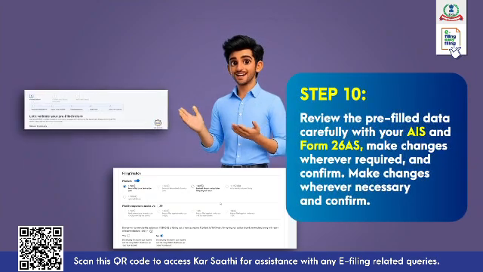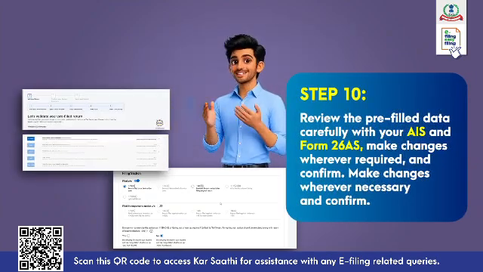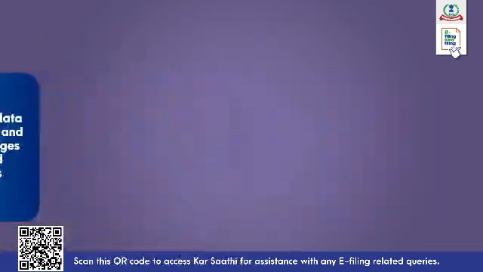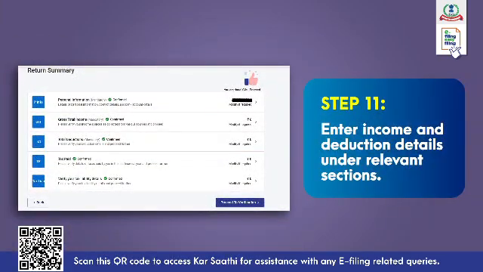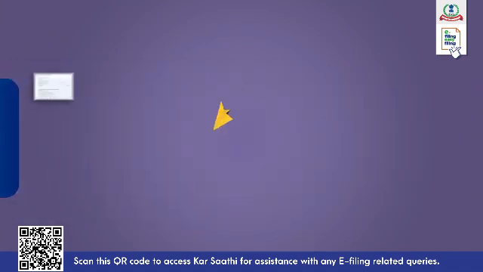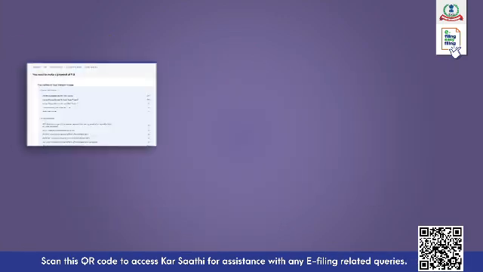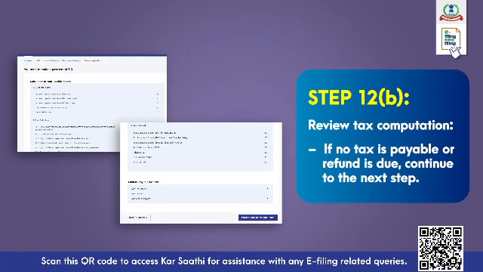Review the pre-filled data carefully with your AIS and Form 26AS, make changes wherever required, and confirm. Enter income and deduction details under relevant sections. Review tax computation. If tax is due, click Pay Now, complete the payment, and return to filing. If no tax is payable or refund is due, continue to the next step.